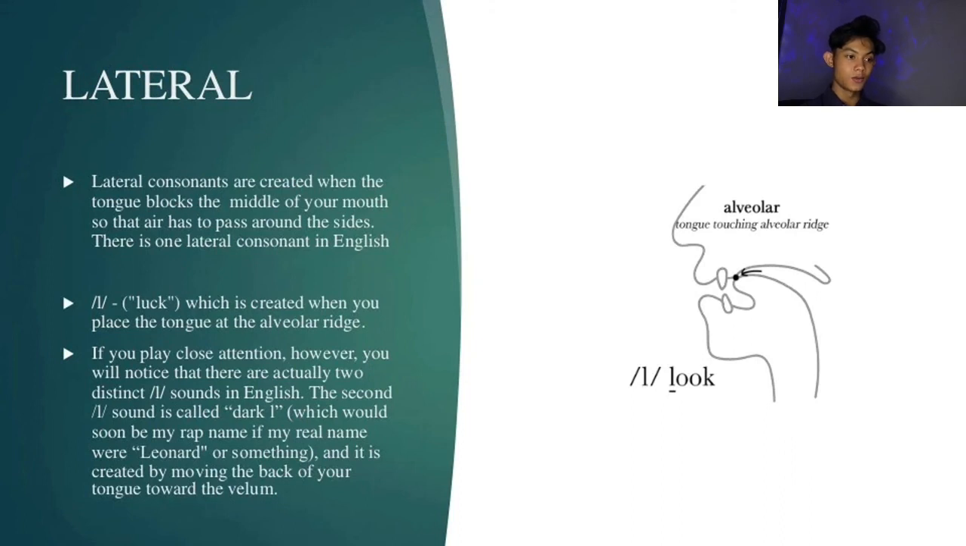l, like in lock, which is created when you place the tongue at the alveolar ridge. If you pay close attention, however, you will notice that there are actually two distinct l sounds in English. The second sound is called dark l, and it is created by moving the back of your tongue toward the velum.